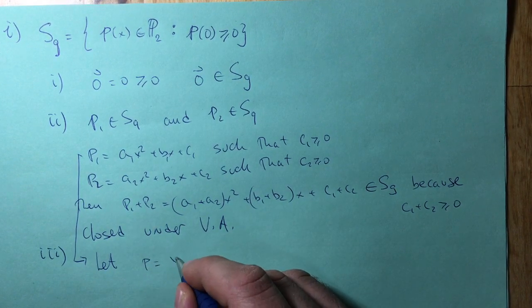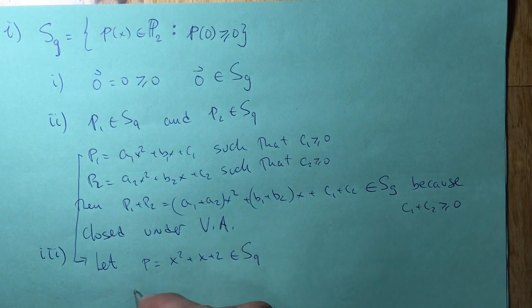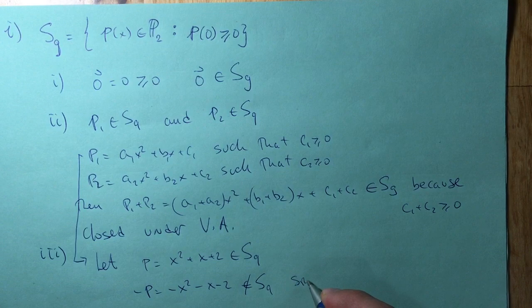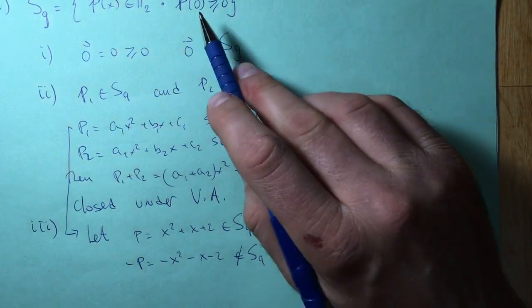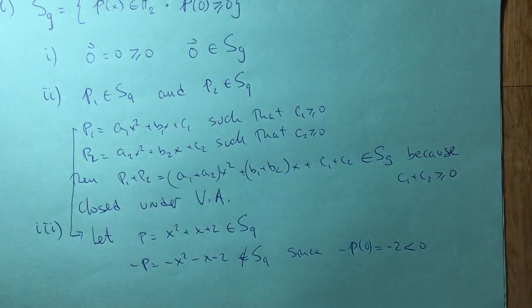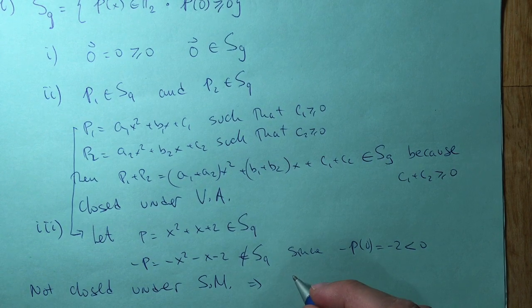Let p be x squared plus x plus 2. Obviously in S9, negative p is equal to negative x squared minus x minus 2. Not in S9, since negative p evaluated at 0 is negative 2, and that is strictly less than 0, not greater or equal to 0. So this set is not closed under scalar multiplication, which makes it not a subspace.